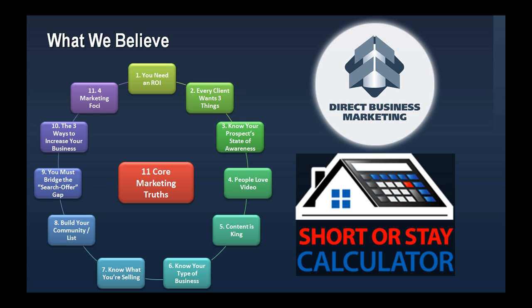Number 10, there's 3 ways to increase your business. 1, sell more to more people, meaning grow your list, 2, sell more to the client list you already have, and 3, raising the price. Those 3 ways are the ways you're going to grow your business, and depending on the type of business, you get to do all 3, or you can do just a couple of those or even one of those, depending on, again, your type of business.